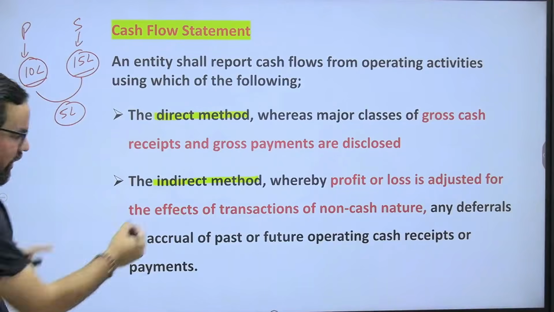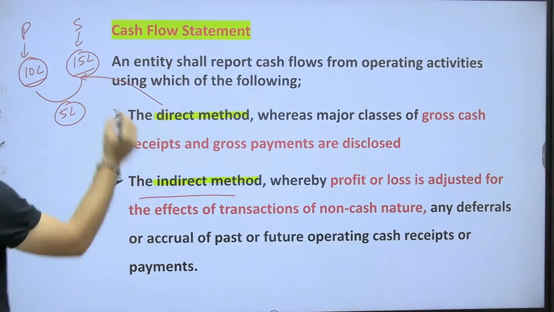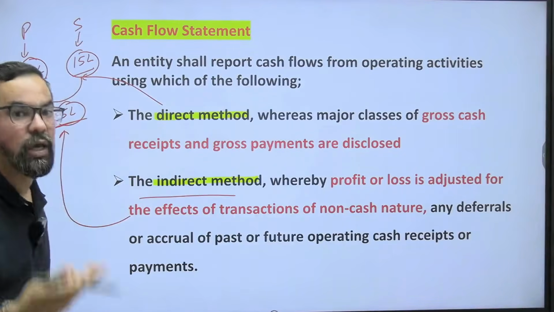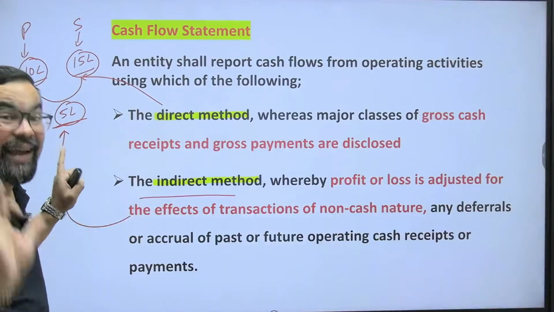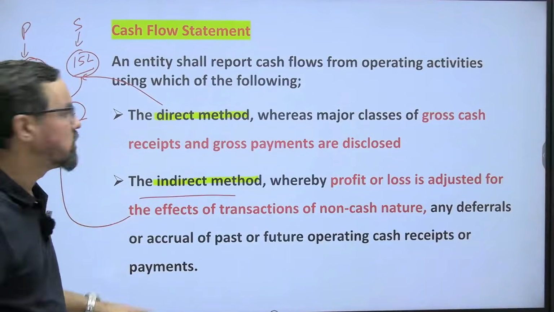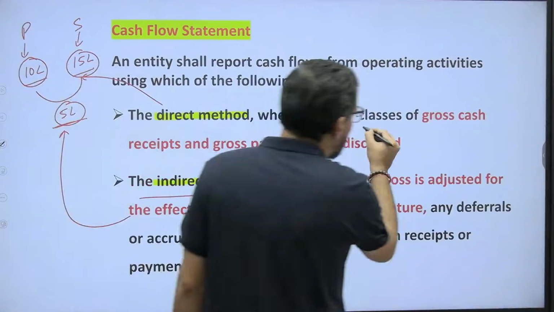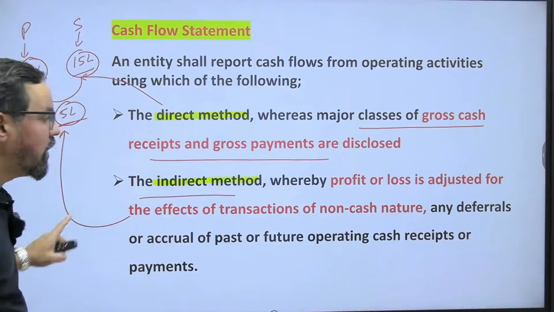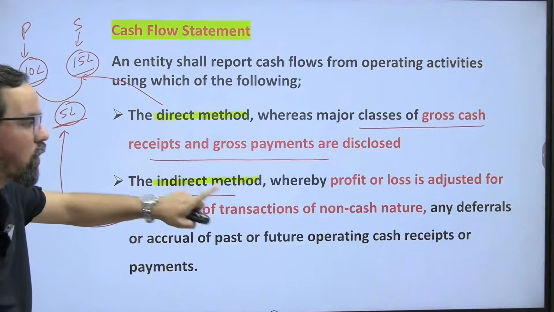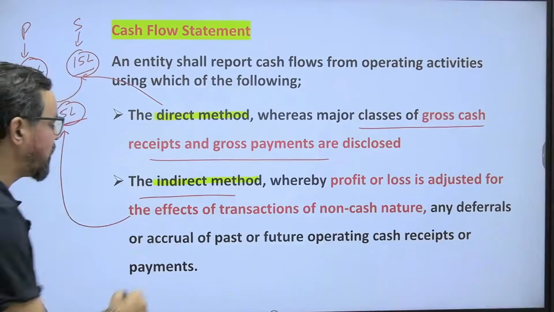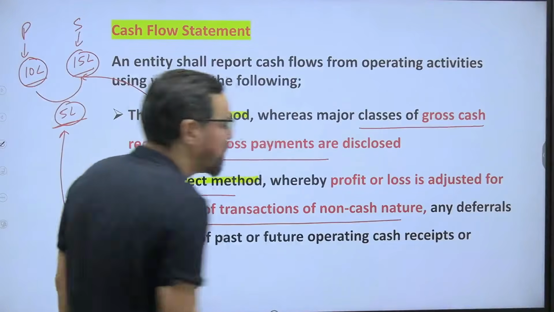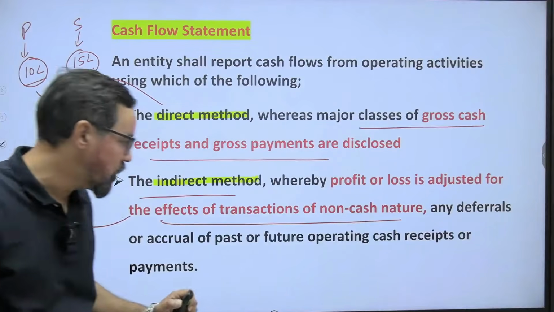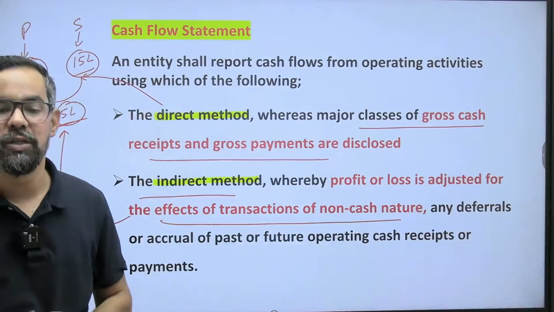While in the indirect method, you will use the outcome of those transactions. So we made profit or loss, or whatever the net amount is, that will be part of this. In the direct method, major classes of gross cash receipts and payments are disclosed. In the indirect method, profit or loss is adjusted for the effect of transactions of a non-cash nature, and any deferrals or accruals of past or future operating cash receipts or payments. This is very simple.